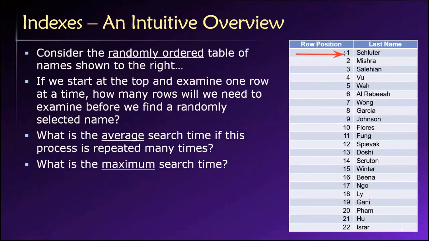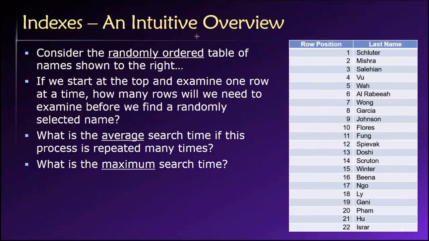Sometimes we'll find what we want in the very first place. So if I randomly chose the name Schluter, I would find that the first time that I look in the table. If I randomly chose the name Mishra, I would have to do 2 searches to find it, 3 to find Salihan, and so on. If I was very unlucky and I randomly chose Israr as my name, I would have to look through the entire table before finding what I want. So if we just repeat this over and over again, this one takes 10, this one takes 13, this one takes 3. If we add all those together and take the average, it will be the number of rows over 2.